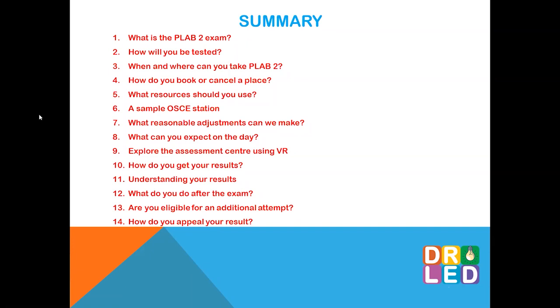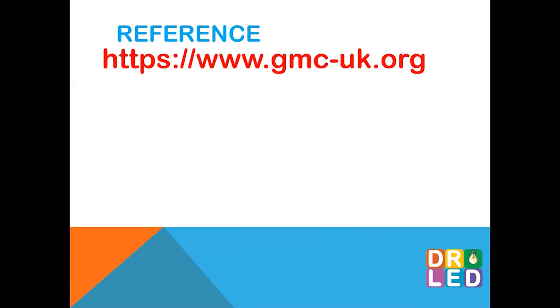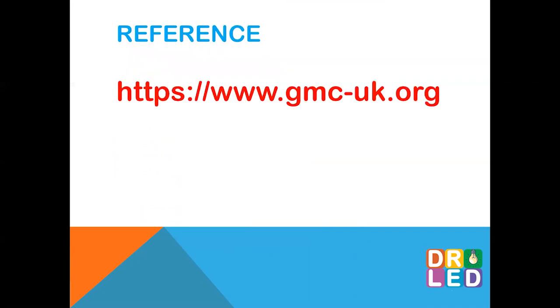Explore the assessment center using the VR. This you can find on the GMC website. How do you get your results? Understanding your results. What do you do after the exam? Are you eligible for an additional attempt? How do you appeal your results? So our reference is the gmcuk.org.